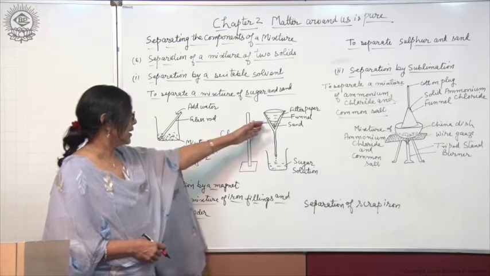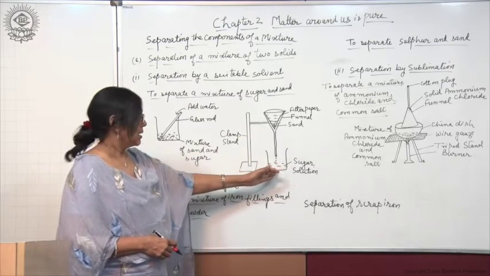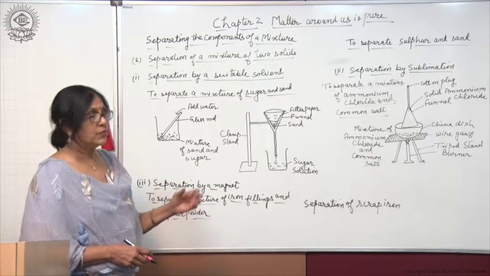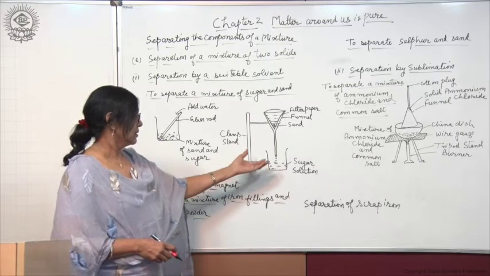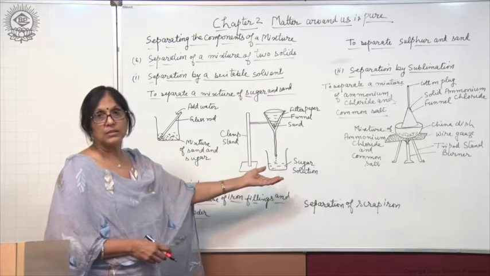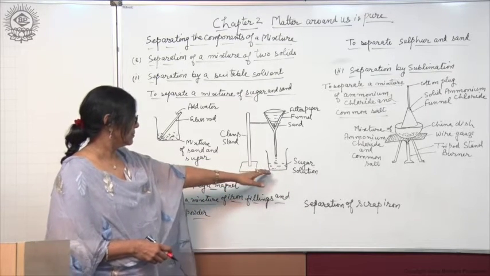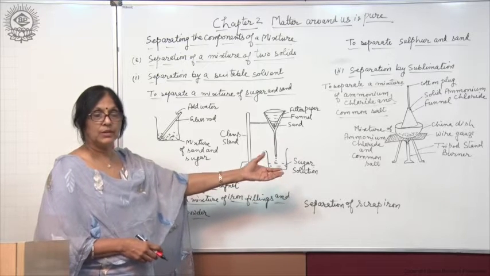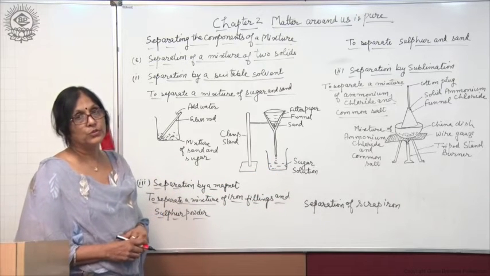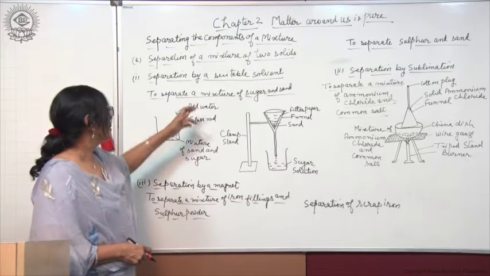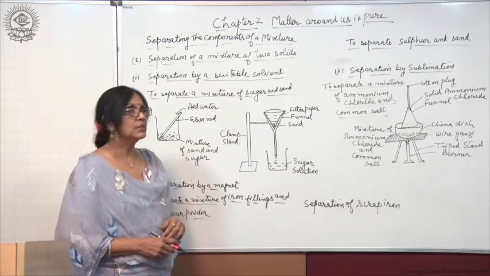So, we can separate sand from sugar solution, and to separate sugar dissolved in water, if the sugar solution is slowly heated and evaporated, what will happen? Water will evaporate, leaving behind the crystals of sugar. So, like this we can separate a mixture of sugar and sand.